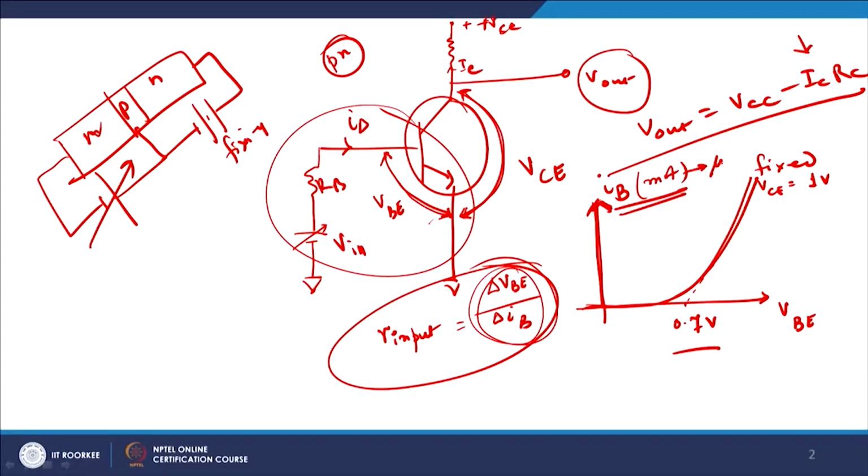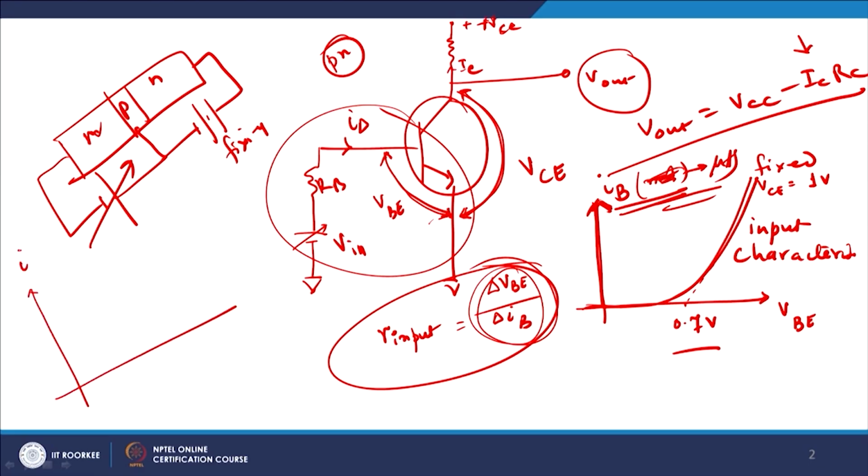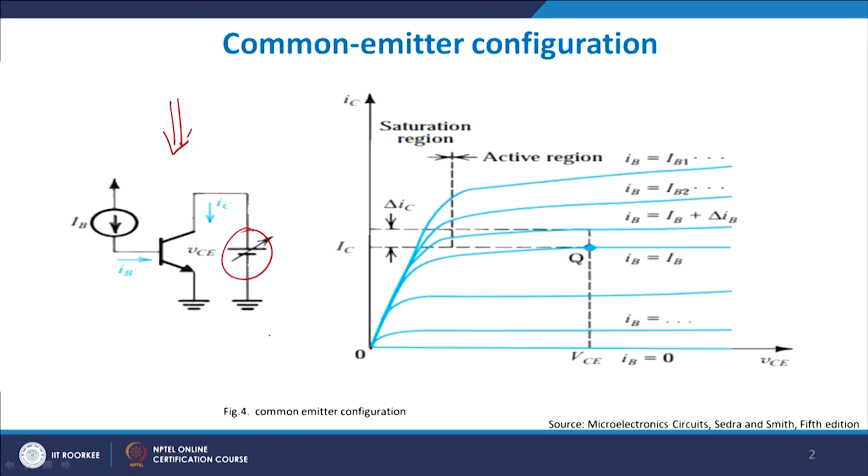A microampere range of current will be there, a very small current, and that is what you get from this. So, this is known as the input characteristics of the bipolar transistor, the input characteristics of the transistor. Now, if you want to plot IC versus VCE, also known as the output characteristics, which is already plotted here in this region, I can explain to you what happens.